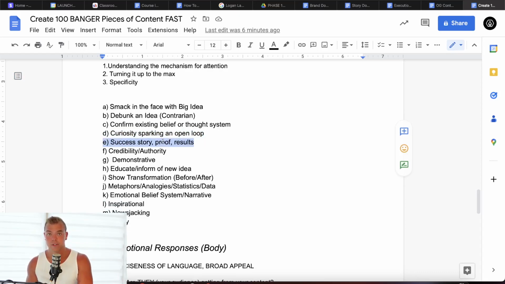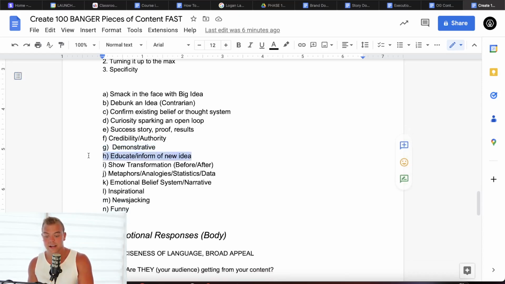Success story, proof, results. What have you done? How have you helped other people, right? Credibility, authority. What celebrities, experts, well-known people have used your service or what you do, or how have you helped them, right? Demonstrative. How can you show what you're doing? How can you just literally show it? How can you demonstrate it live for someone, right? Educating, informing of a new idea. What has someone not heard of, right?